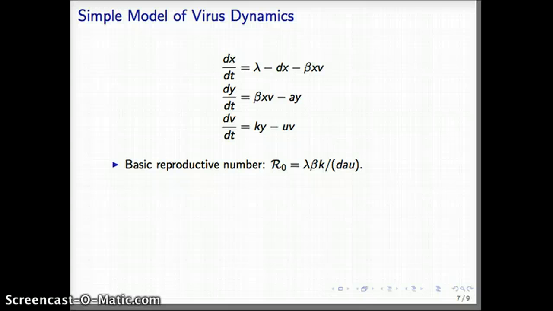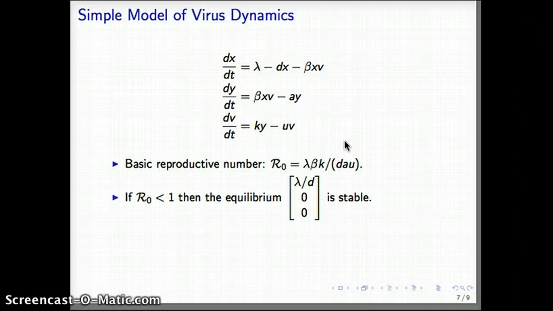Okay, the basic reproductive number, as we were mentioning, in the numerator involves the terms that are basically the growth terms of each of those rates of change. So here you have a gain in terms of lambda, a gain in terms of beta, and another gain led there by k. However, the decay terms, which are d, a, and u, all appear in the denominator.